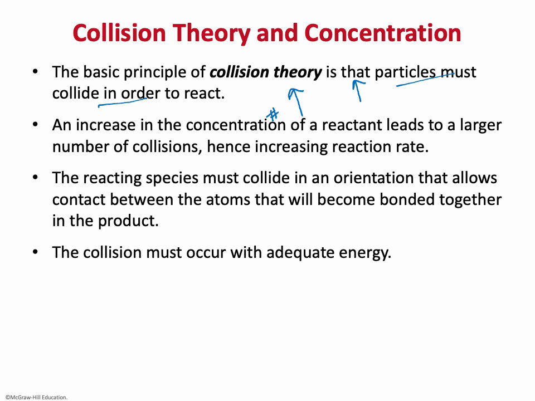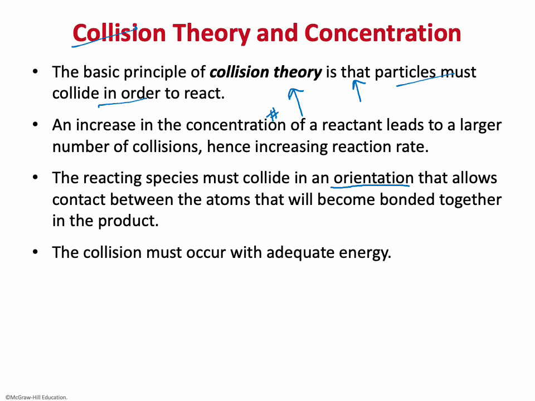Any way we can increase the number of collisions simply means we are increasing the speed or the kinetics of the reaction. There are some factors for every collision so that the collision should result in products. One, the reacting species should collide in a particular orientation that allows contact between the atoms that will become bonded together in a product. So they should be in the correct orientation.